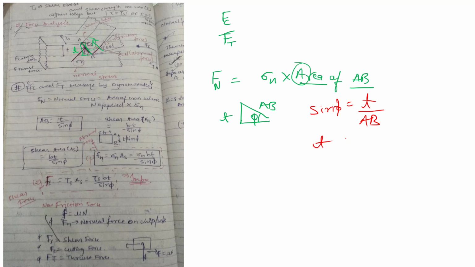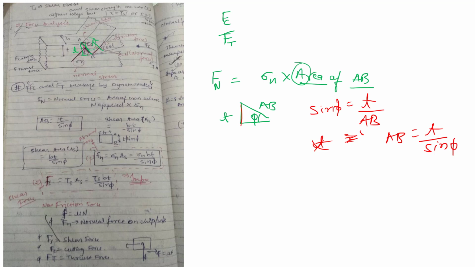Here we can easily find the thickness. This thickness is equal to t. We have to find AB now. AB is equal to t upon sin phi.